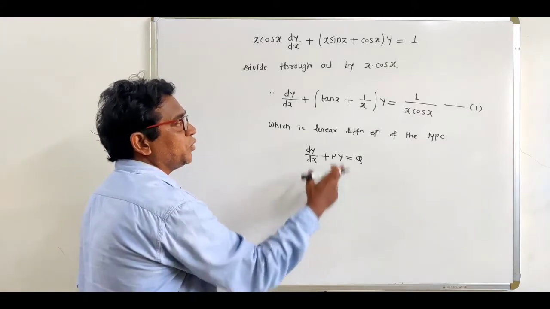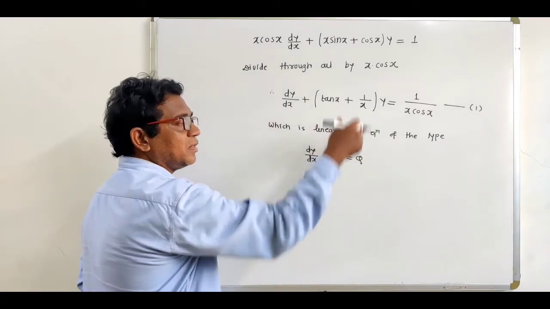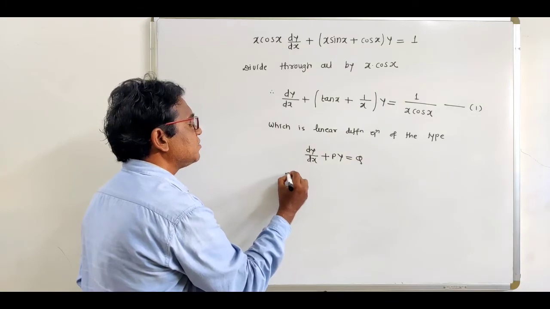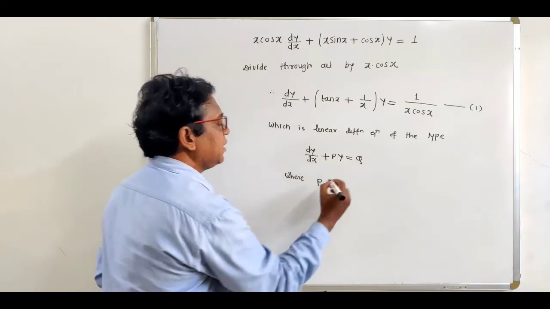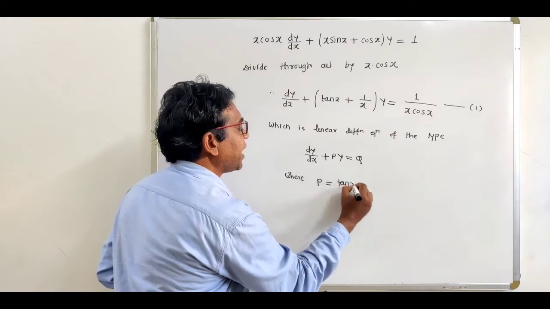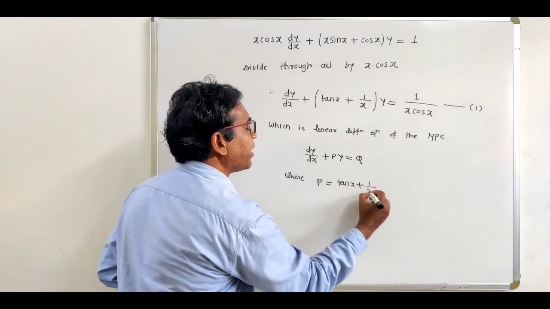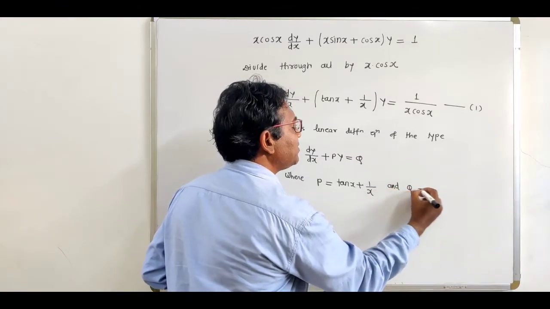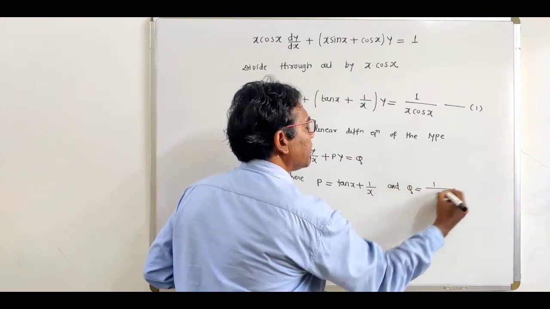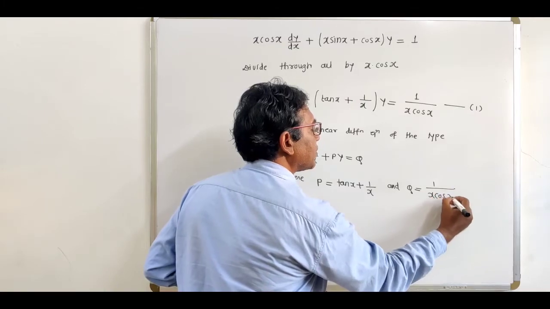Where, what are P and Q? P and Q are functions of x here. So what is the value of P? P is tan x plus 1 upon x, and what is Q? Q means the right hand side, that is 1 upon x into cos x.